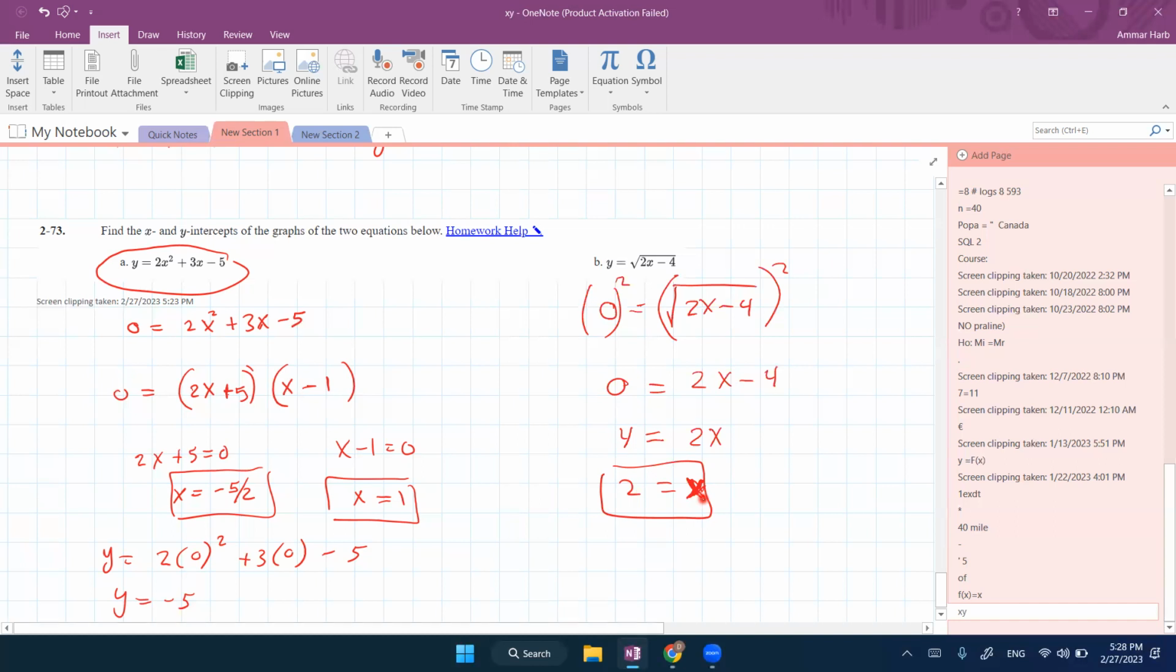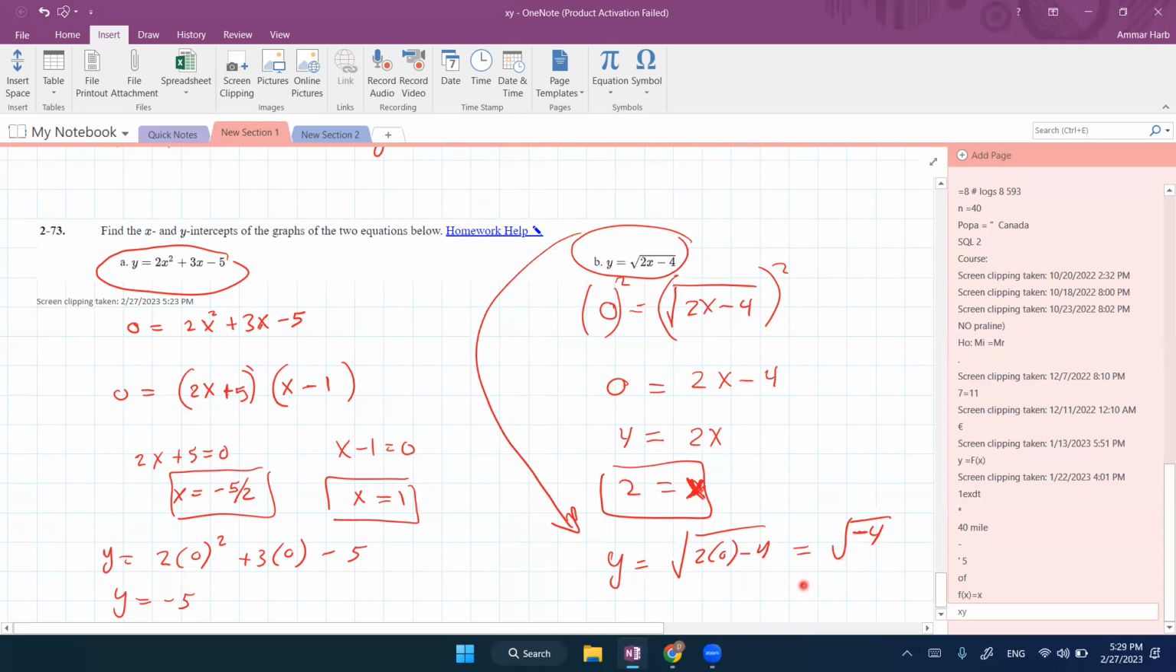And we know in the second graph that there is no y-intercept, but how can we see that algebraically? Again, to find the y-intercept, we replace x with 0. So y will be equal to 2 times 0 minus 4. So that is the square root of negative 4, a negative number.